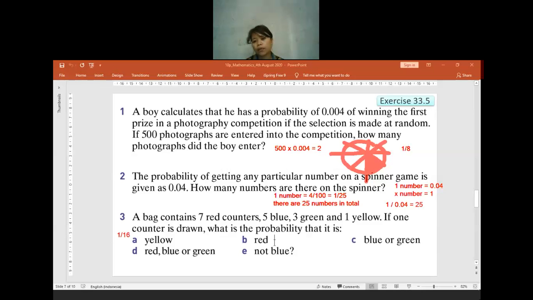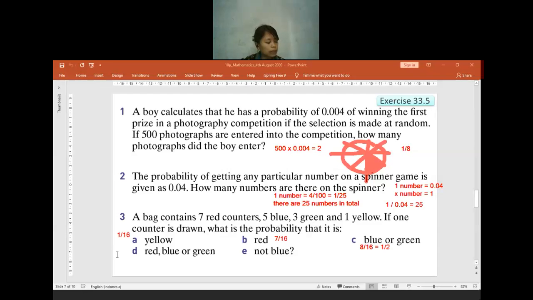What is the probability of getting red? 7 out of 16. Yeah, 7 out of 16. Correct, Nico. Thank you. For question C, blue or green: what is the probability of getting blue or green? 8 out of 16, which equals 1 out of 2. Okay, is there anyone having confusion here? No? Okay. If no one asks me any question, I will assume most of you understand already.